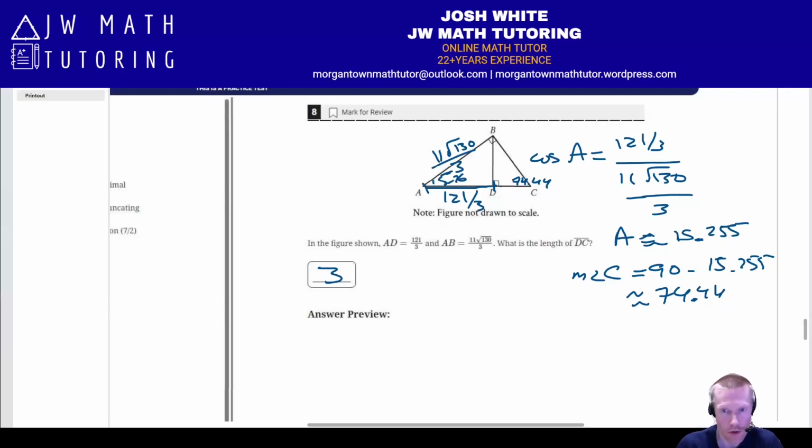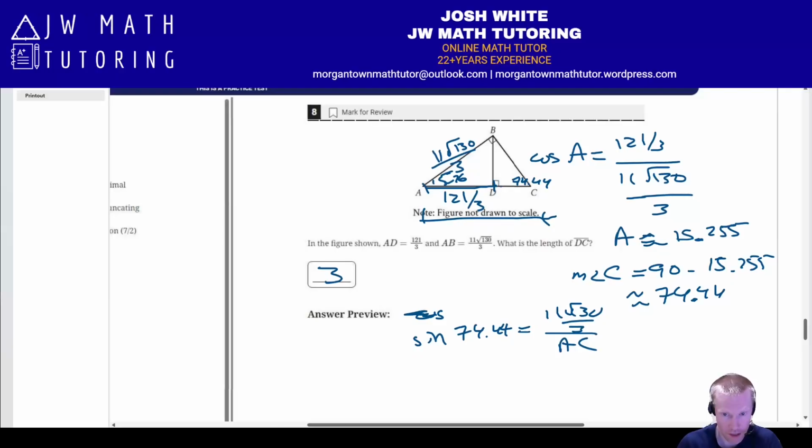Now, in order to get DC, there's technically two different ways you could approach this. You could take from method 1 and say sine of C, 74.44, looking at the large triangle as a whole, is equal to the opposite, 11 root 130 over 3, divided by the hypotenuse. And this would give me the whole value for AC. So AC is going to be 11 root 130 over 3 divided by sine 74.44.